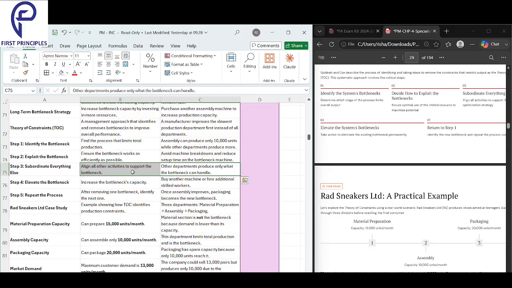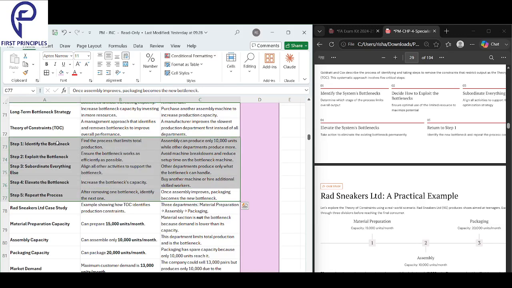Next, elevate the bottleneck. In the long term, you're increasing the bottleneck capacity. And finally, you're repeating the process. So in the short term, you try to maximize it. Long term, you're just increasing the capacity. Same thing over here. Just a 5-step process. First, you identify the bottleneck. Next, you exploit it in the short term. It's never idle. Use it as much as you can within its capacity.